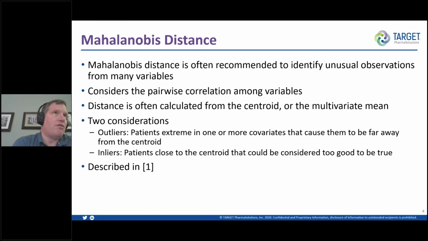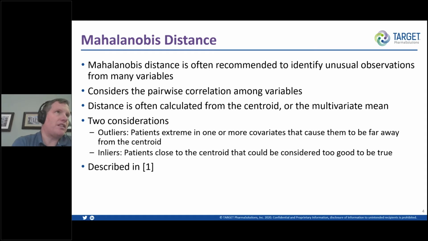And rather than assume that these points are independent, we can use the covariance matrix of these variables to help weight the contributions to the distance between any 2 individuals. So essentially, we're taking into account the correlation among the variables for particular patients when we're computing the distance.